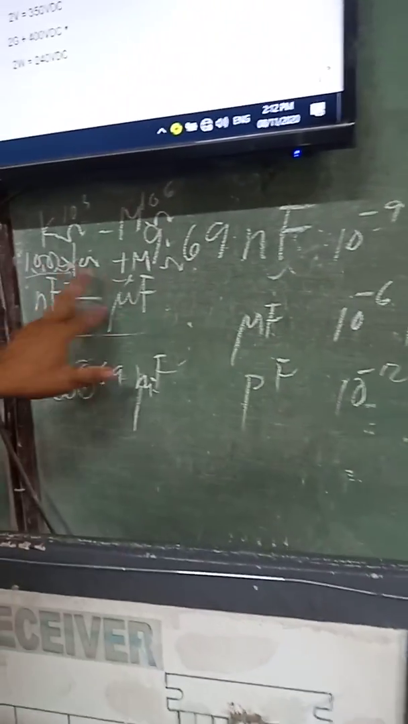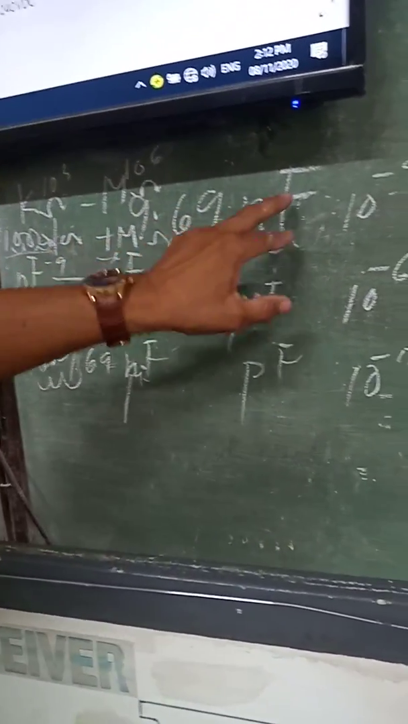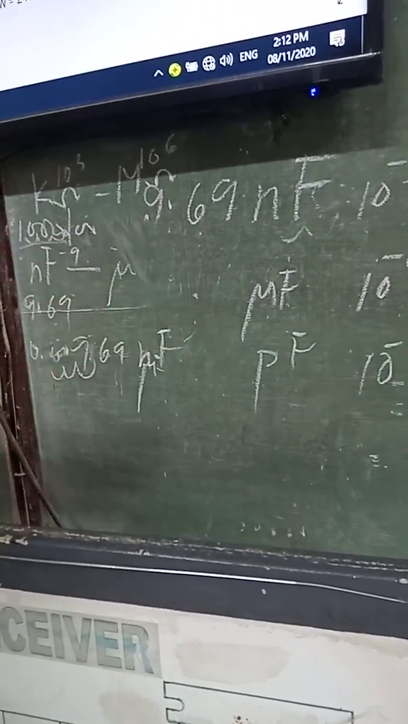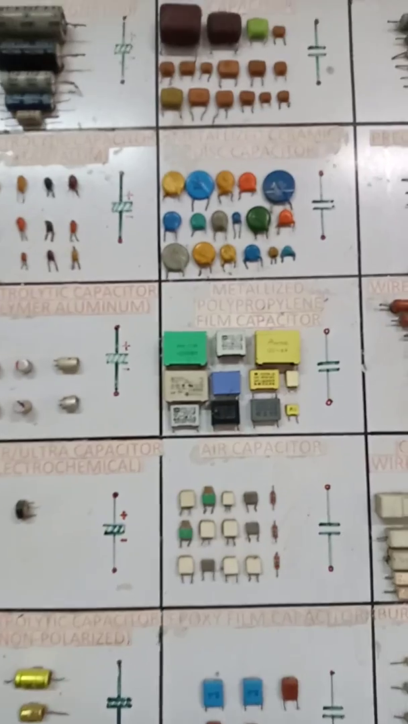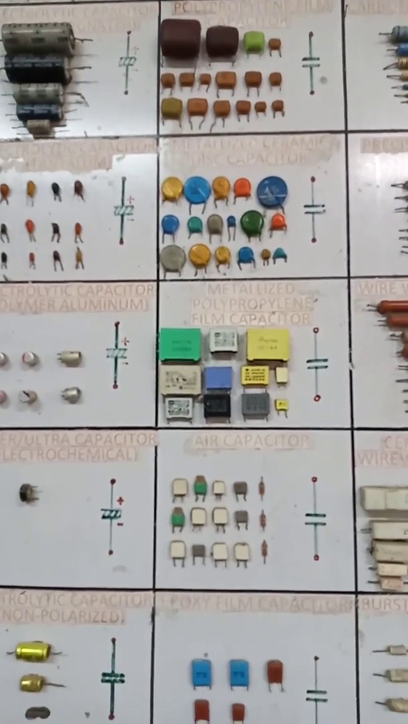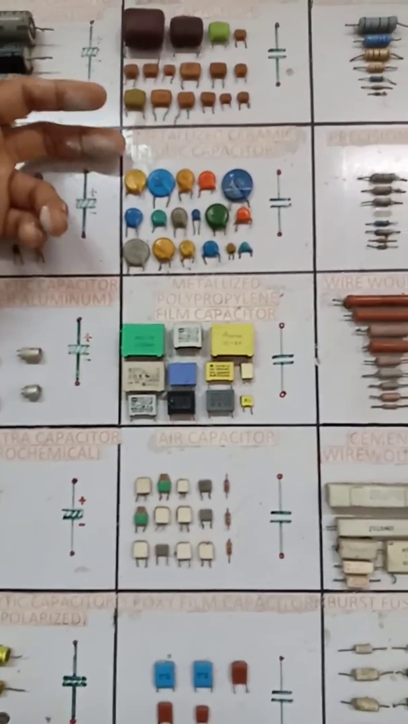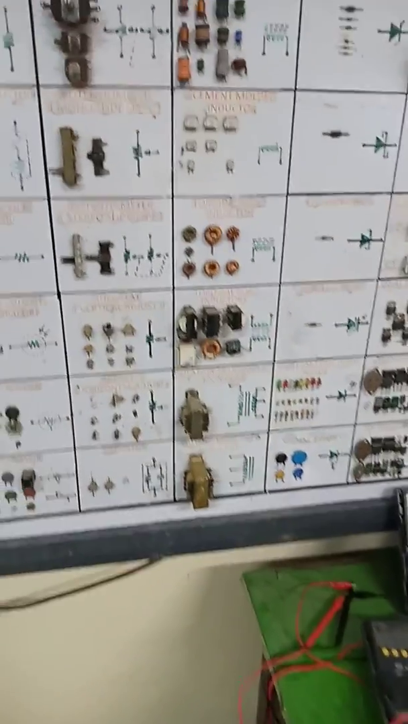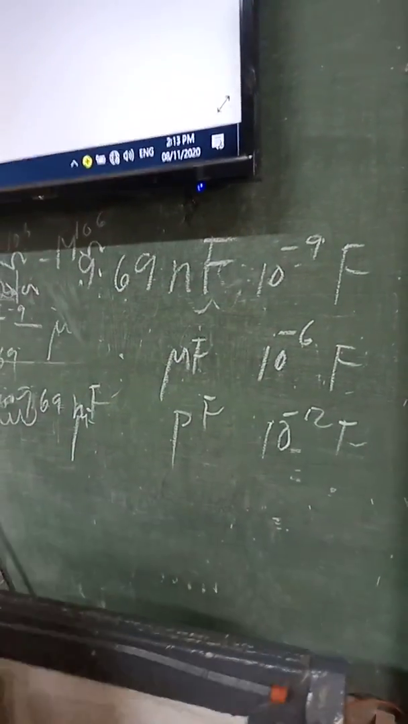Okay, let us now come to the capacitor. 9.69 nanofarad is actually the capacitance of this capacitor. We call it the measured value, by the way. 9.69 nanofarad is a measured value using a capacitance meter. Okay?